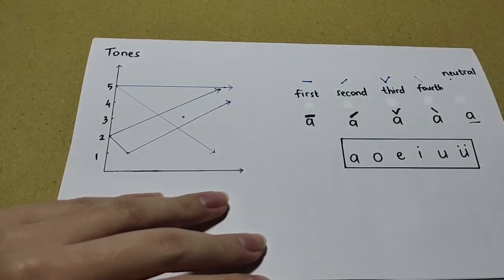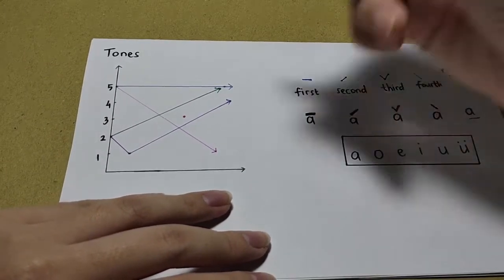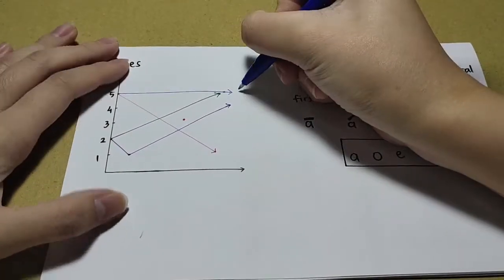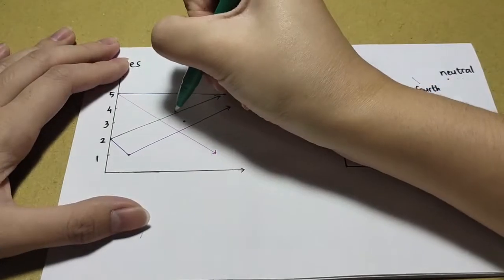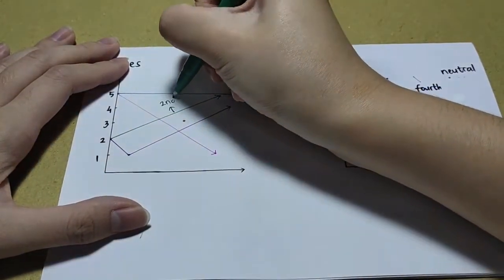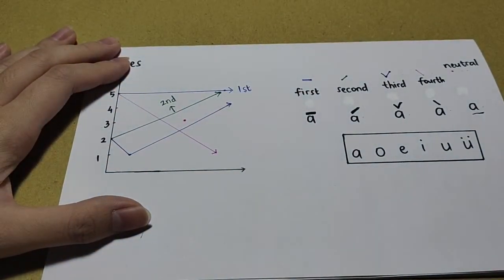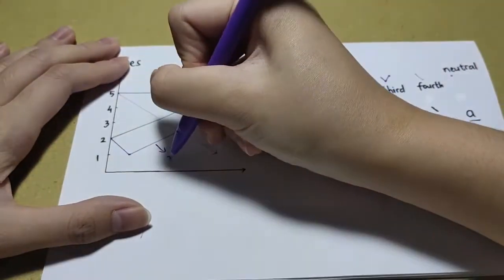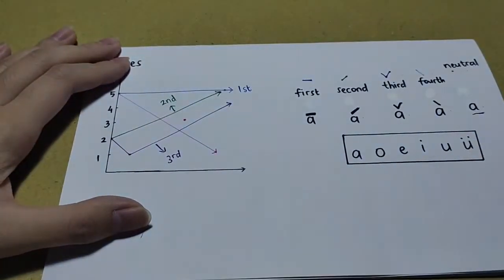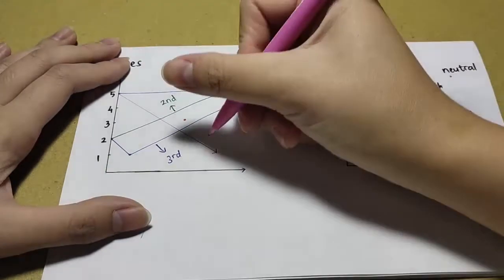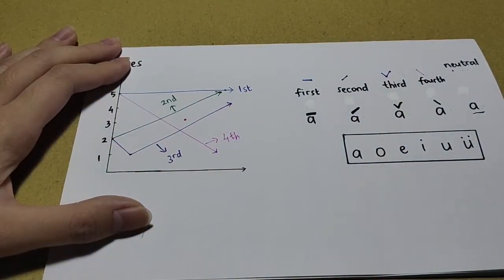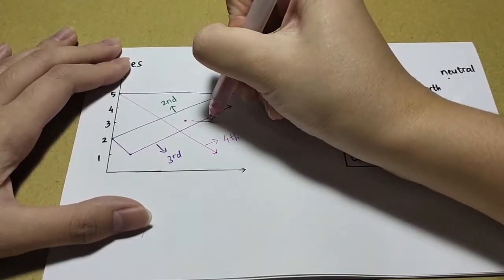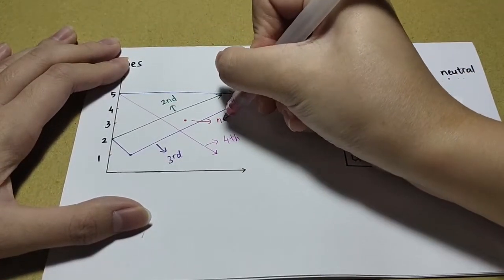So let's see from the diagram. In the diagram, this one is the first tone and this one is the second tone. This one is the third tone and this one is the fourth. This one is the neutral tone.